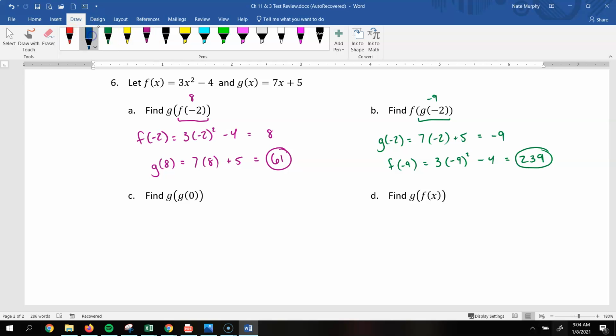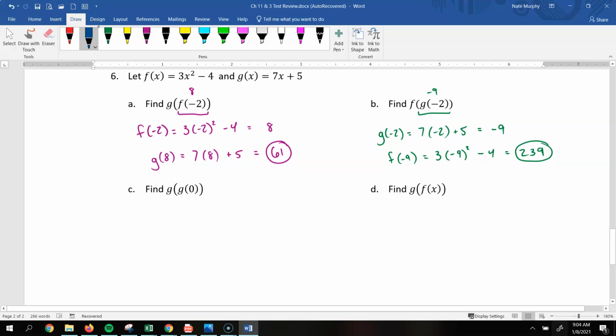All right, let's look at 6c. For 6c, we're going to do g of 0, and then we're going to put that answer back into function g. So g of 0 means we take 7 times our input, which is 0, plus 5. Well, obviously, that's just going to be 5. So that means that this is 5.